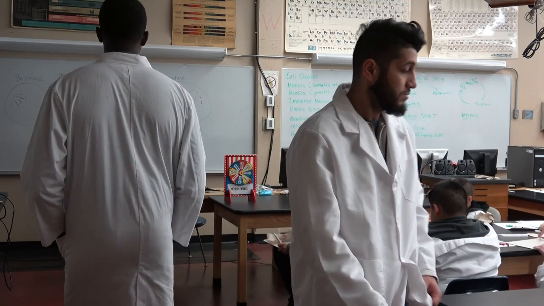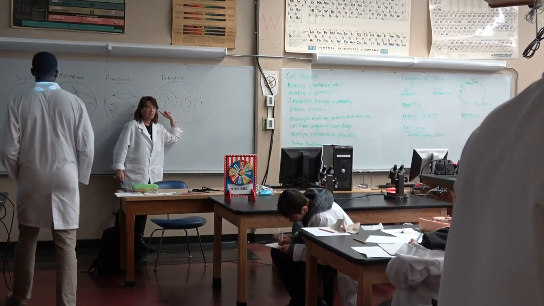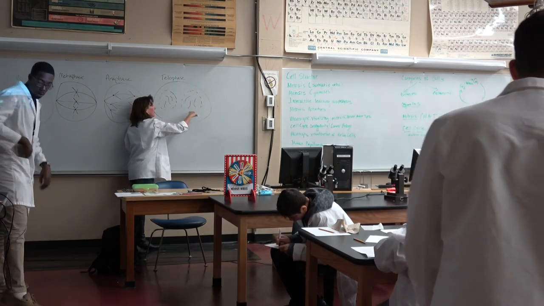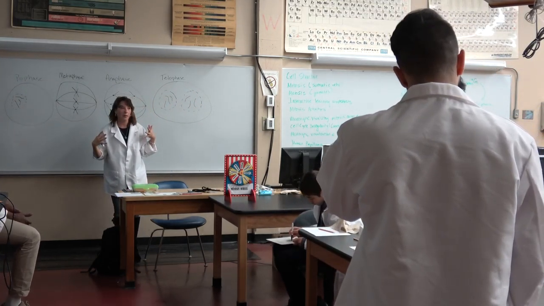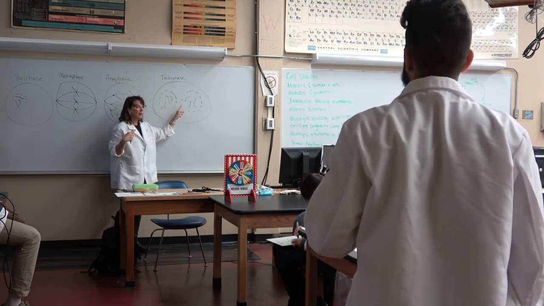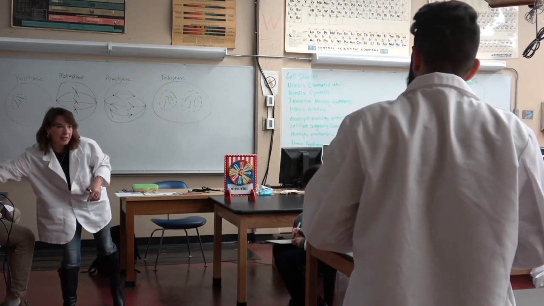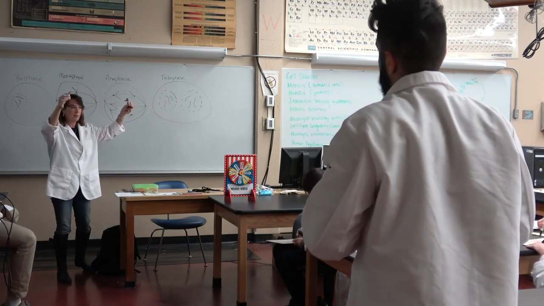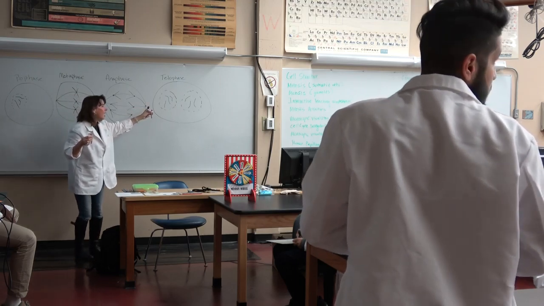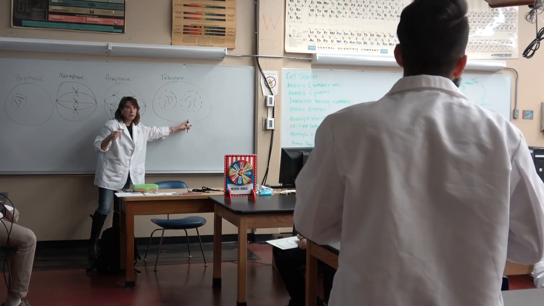Telophase. What is this starting to form on either side? Anyone? What is this right here? Nucleus. So the nucleus starts to form. And what do you notice about the chromosomes? Are they X's anymore? No. They're all alone. So now each nucleus has 46 chromosomes.